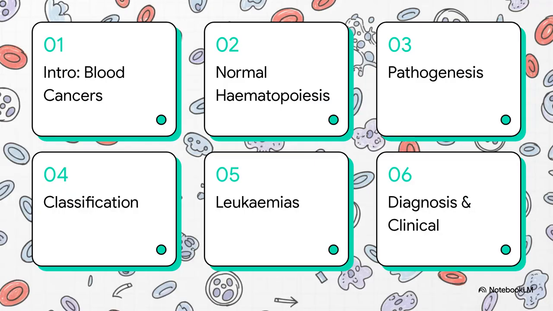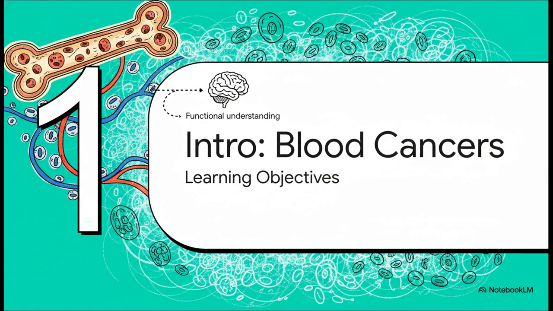So to get to the bottom of that, here's our game plan. We'll kick things off with the basics of normal blood production, hematopoiesis. Then we'll get into the pathogenesis. That's how it all goes wrong. After that, we'll look at classification, zero in on the leukemias, and finally, wrap up with how these diseases are actually diagnosed. Okay, let's jump right into our introduction.